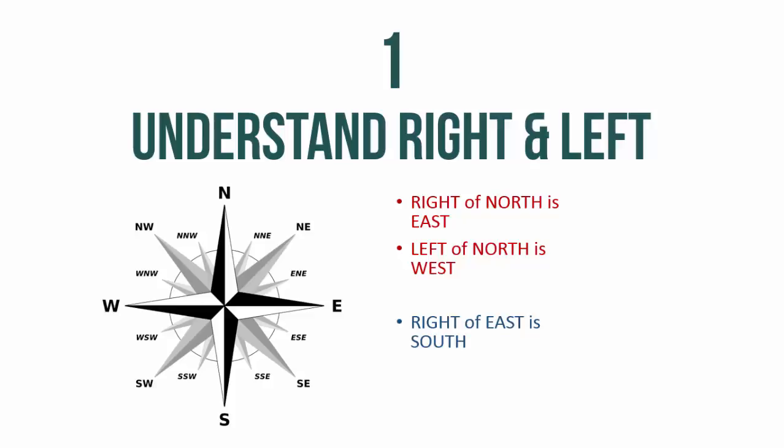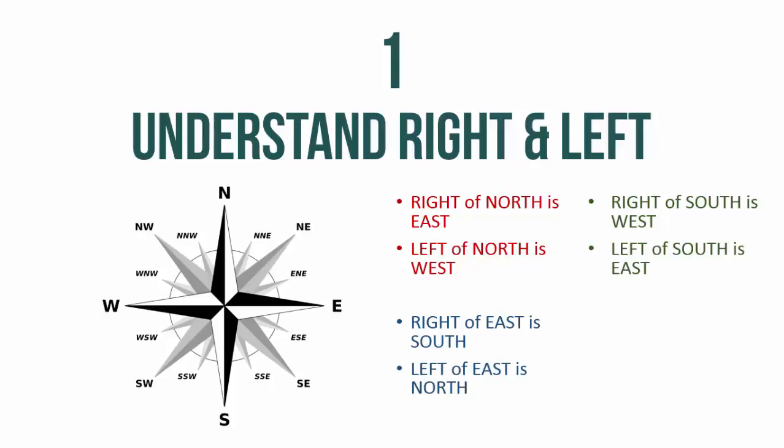Right turn from east is south, a left turn from east is north, a right turn from south is west, a left turn from south is east, a right turn from the west is north, and the left turn from the west is the south. If you memorize all of this, it will enable you to do some amount of mental calculation with regards to final direction. It will help you figure out the final position or direction that the person is facing without actually having to draw a diagram.